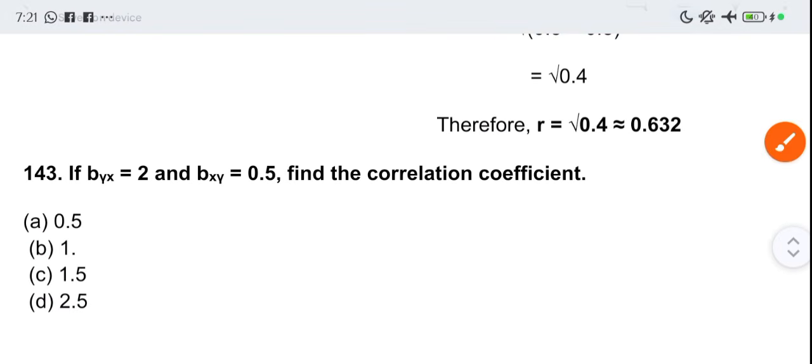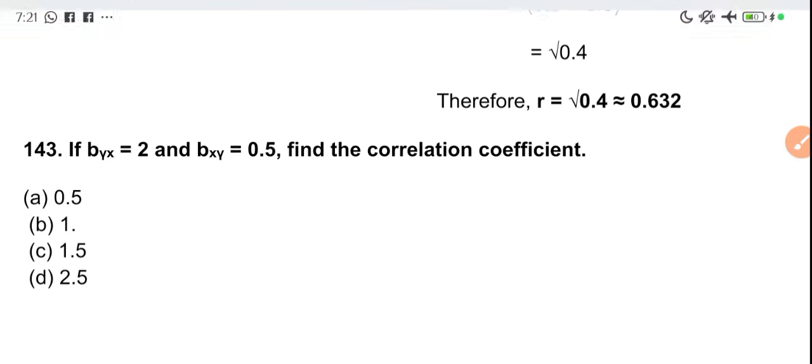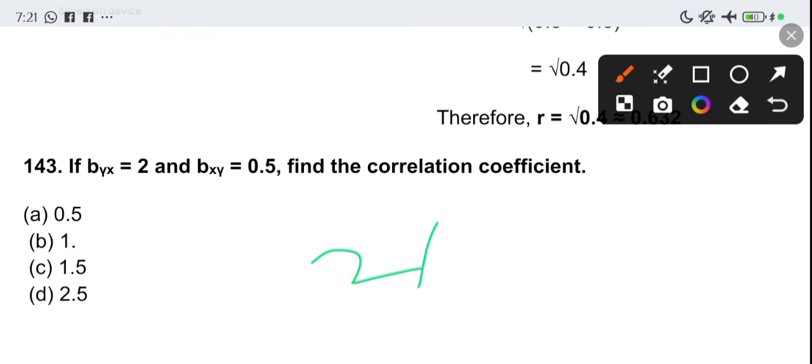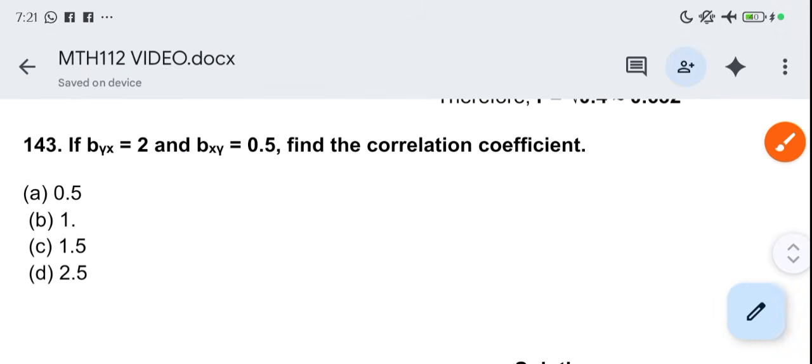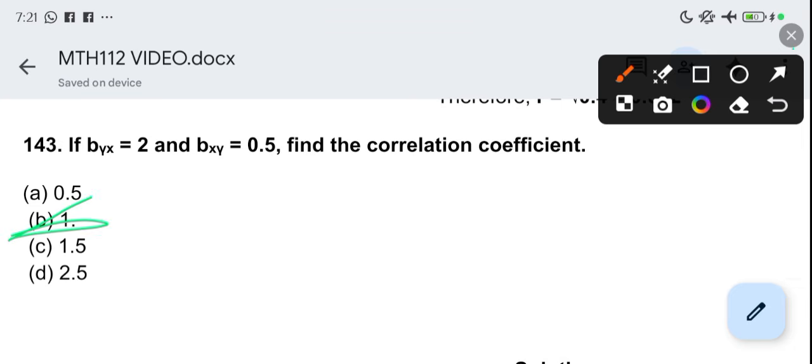Now if it's the same question, all you need to do is what? 2 times 1.2 times 0.5, that's 1. So you have square root of 1. Square root of 1 is still 1. Okay, so option B is the correct answer.